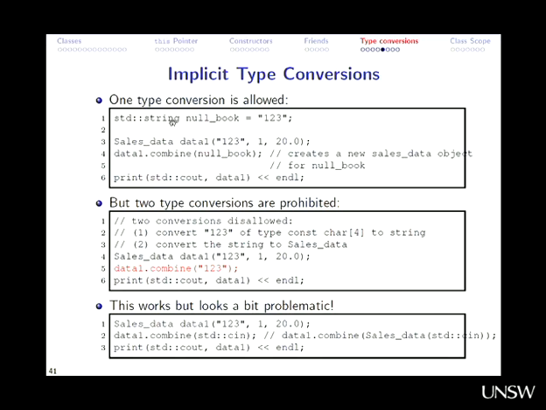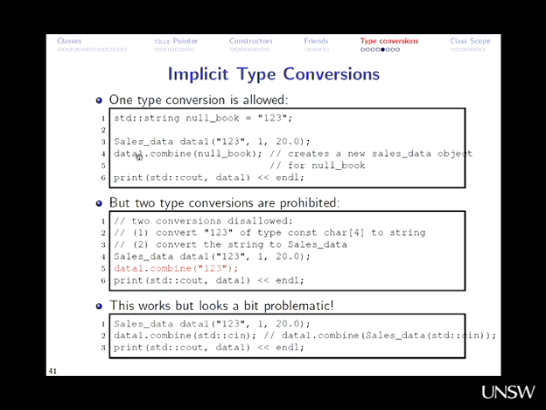So we have a string here, given value 123, and we've called that variable nullBook. What we can do is create a sales data object called data1, make that have string 123 and value 1 and value 20 go in. And this is using the constructor we saw earlier in the day, there it is. So this constructor on lines 10 and 11 of salesdata.h is being called on line 3 of this code on the left-hand side.